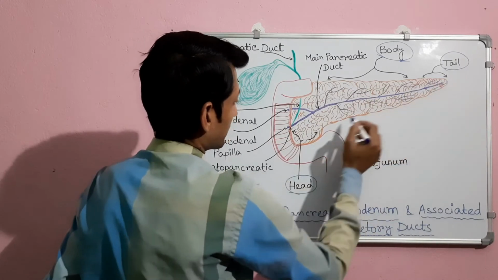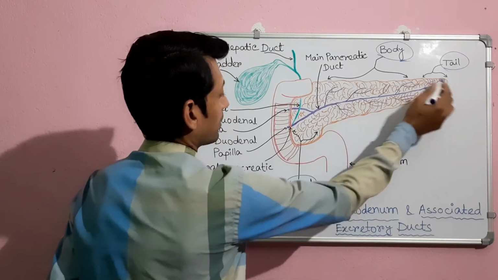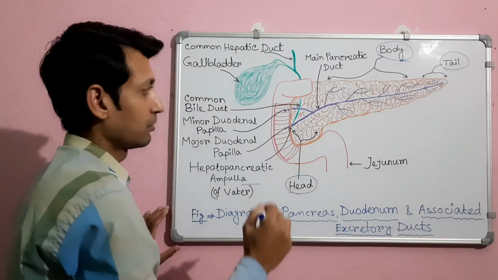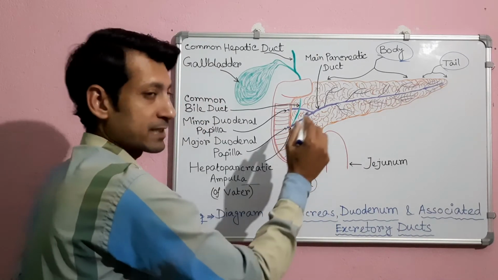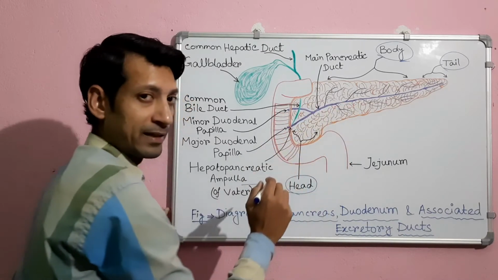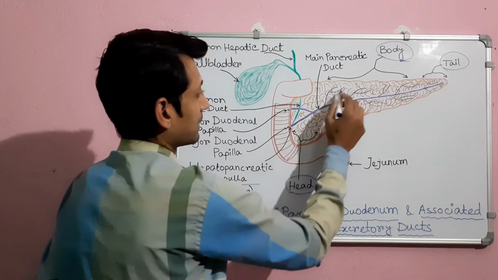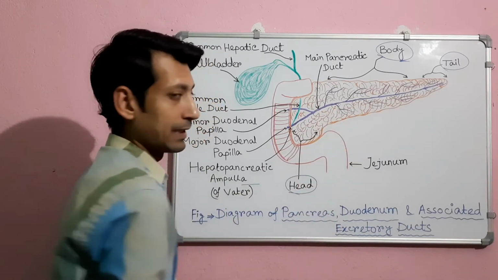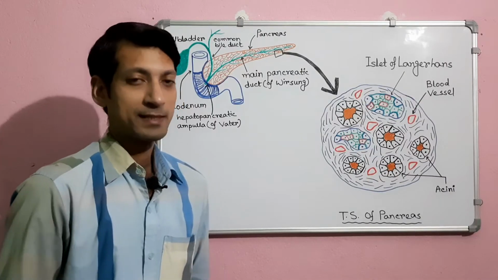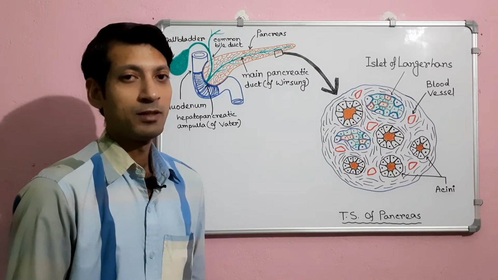The pancreas is surrounded by a thin layer of loose connective tissue known as the capsule. From this capsule, septa extend into the gland and divide the gland into ill-defined lobules. Now, we will see the histological study of the pancreas.